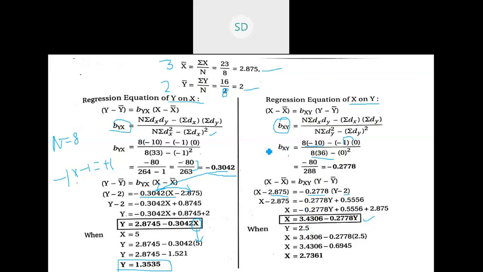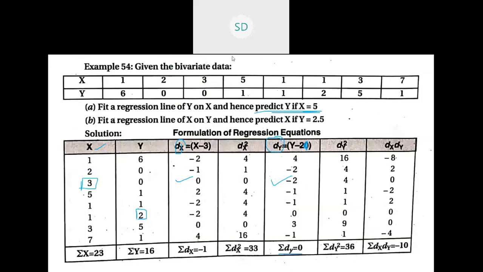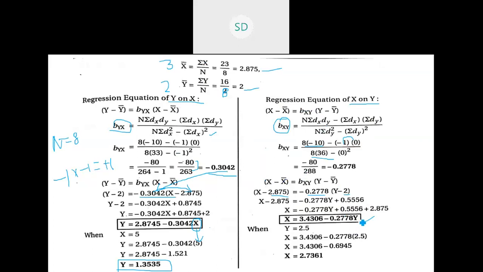Then again here, going back to the problem, they have asked us to predict x when the y value is given to us, and the y value is 2.5. So in the place of y, we are supposed to substitute 2.5. So 2.5 into that value, and then you will be able to predict the value of x. Once you do all this calculation, the value of x when y is 2.5 is 2.7361.